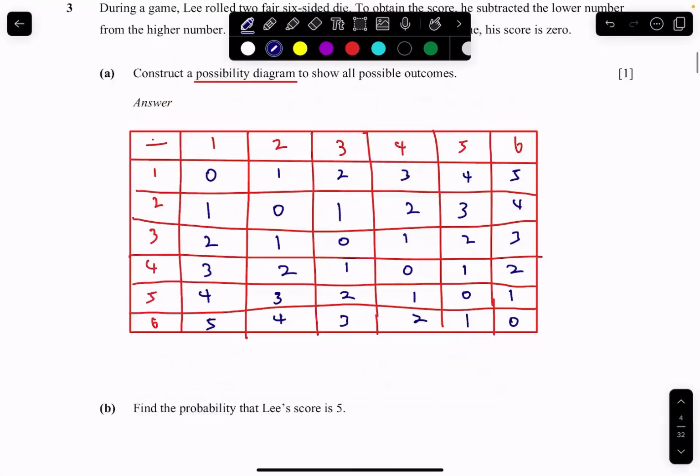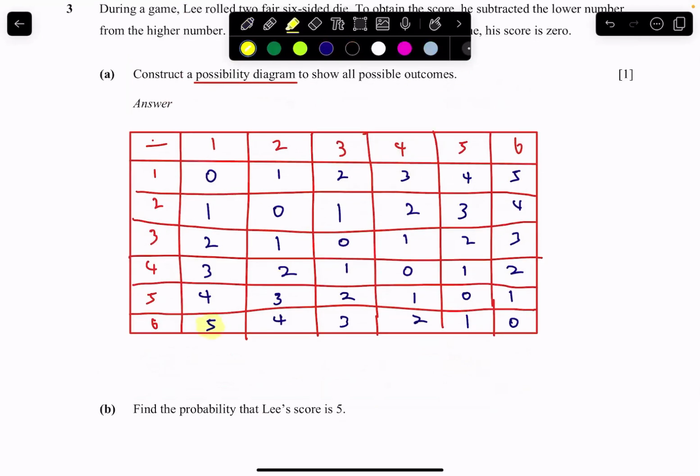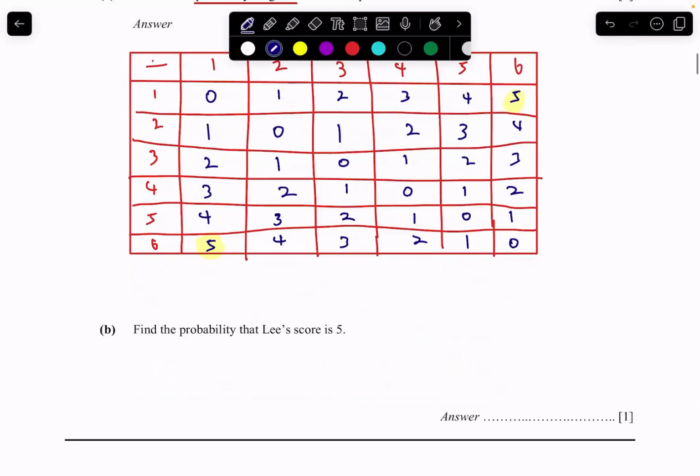Okay, find the probability that the score is 5, right? So we circle all the 5s. 5 down here, 5 down here. So there are only 2 5s. So out of 36 outcomes, P of 5 is 2 out of 36, or 1 out of 18.